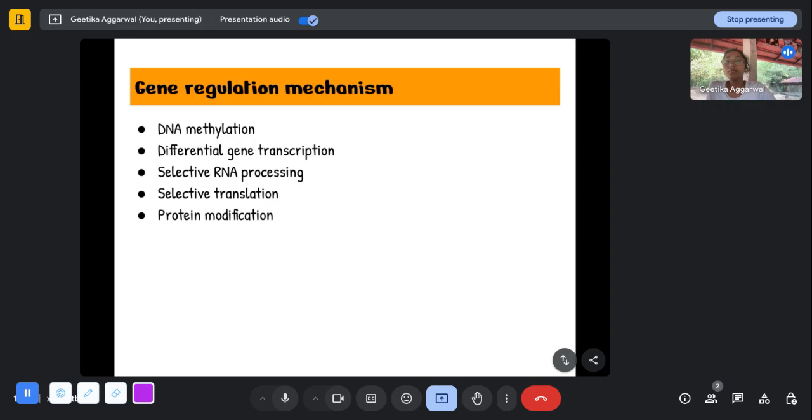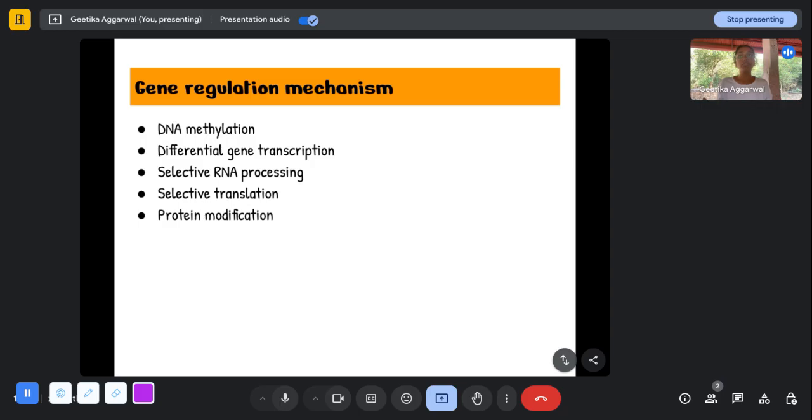Moving on to what are the different mechanisms of gene regulation in a cell. For gene regulation, you can have DNA methylation, as I said earlier, chromatin modifications. DNA is a double helix, and when DNA methylation happens, it makes the DNA inaccessible to RNA polymerase. If a part of the DNA is heavily methylated, it's tightly coiled up, then it becomes inaccessible, and the RNA polymerase cannot access those portions of the gene.